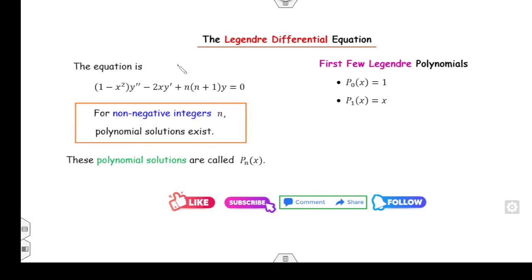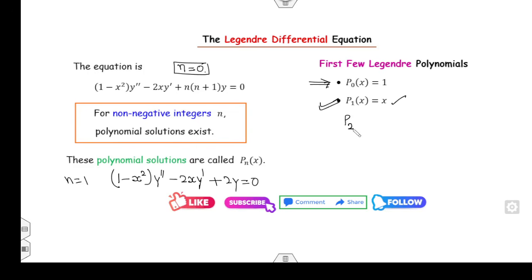Fine. Corresponding to n is equal to 0, what will your differential equation become? 1 minus x square y double prime minus 2xy prime is 0. And if you try to find the solution, you will get 1 as the required solution. If you consider n is 1, what will your differential equation become? 1 into 2, that will be 2y is equal to 0, and you can get the solution P1 because n is equal to 1, and that solution is my x.